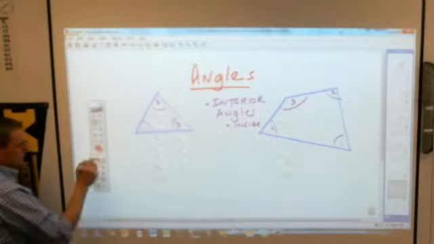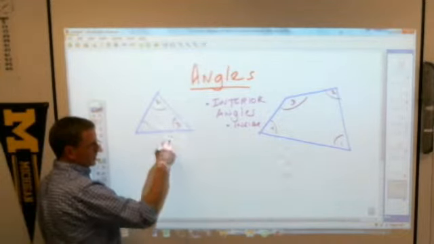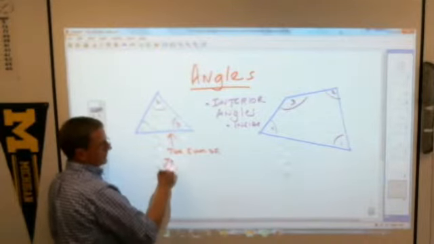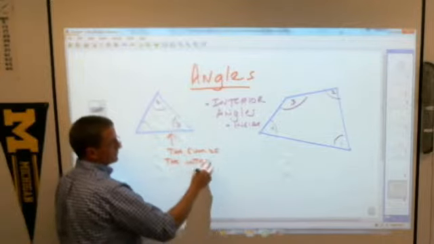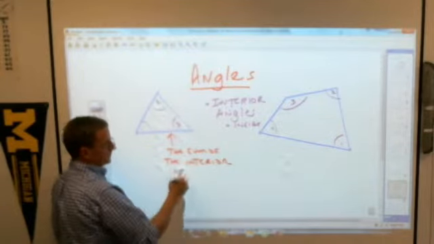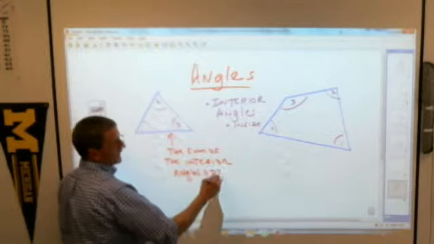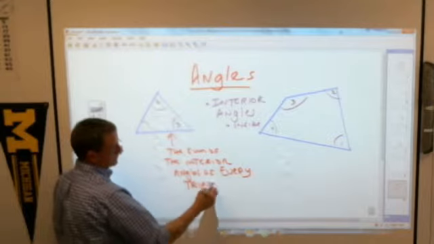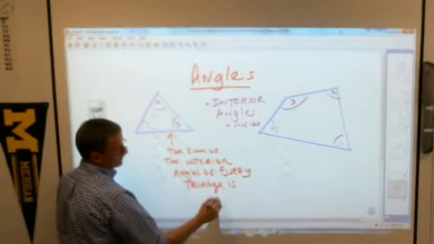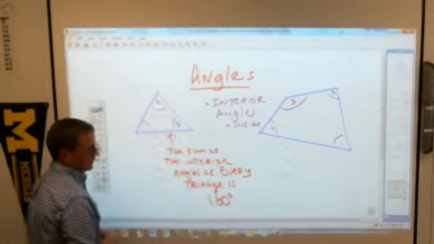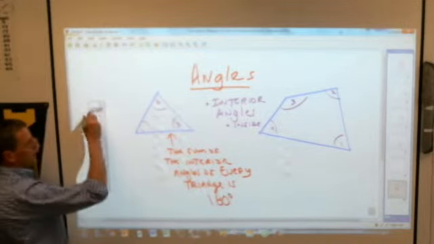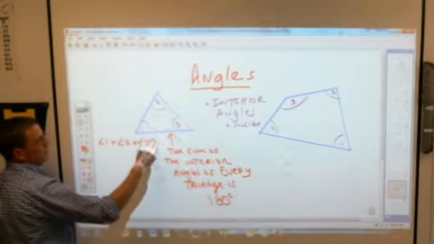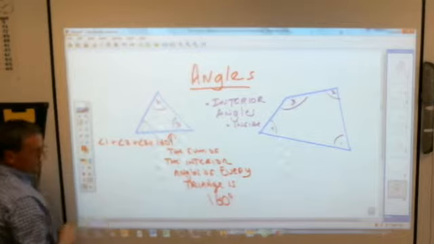And the thing with this is this. Here's two things to know. The sum of the interior angles of every triangle is 180 degrees. Which means this: if I take angle 1 plus angle 2 plus angle 3, I get 180 degrees.